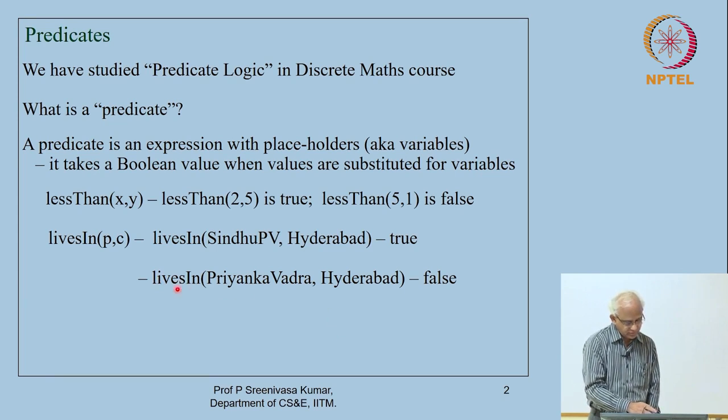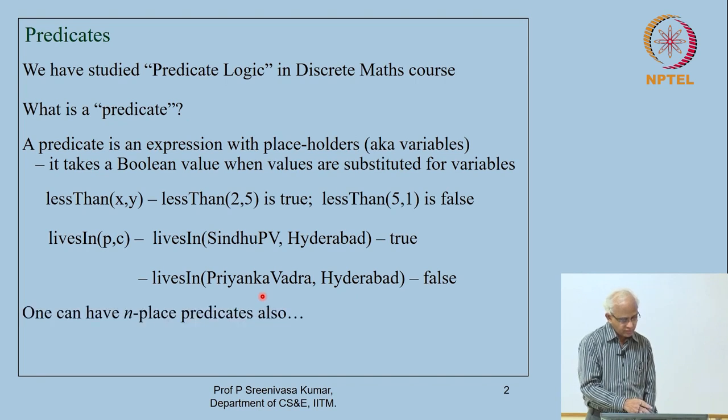So you can begin to see that these look somewhat like tuples. One can have n place predicates also. This is just a two place predicate, then you can imagine an n place predicate also, and when variables are substituted with values, they will get a truth value. So the predicates will have truth values.